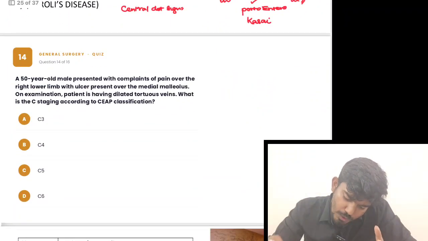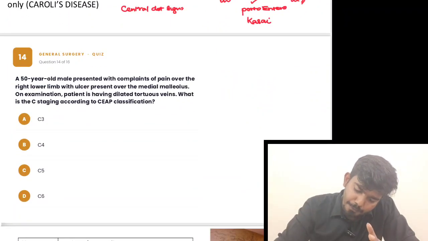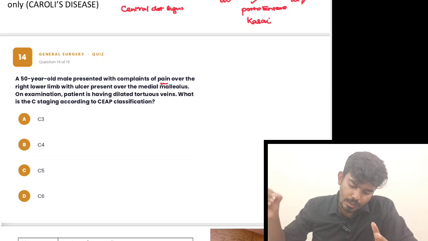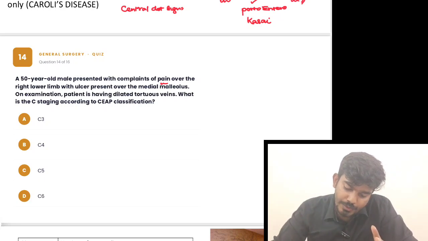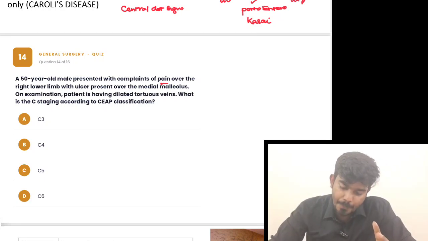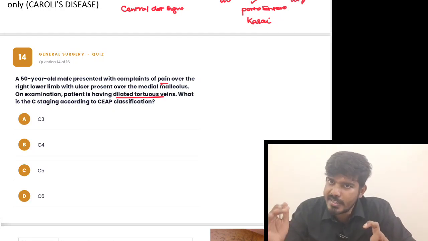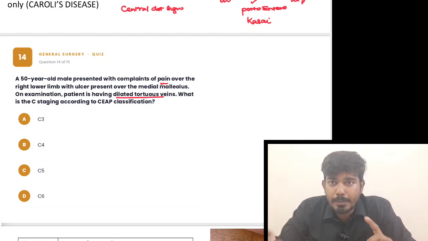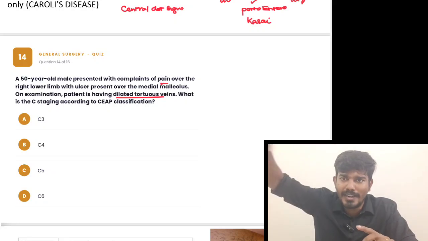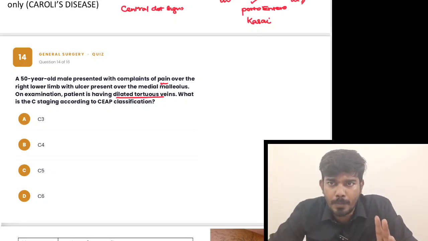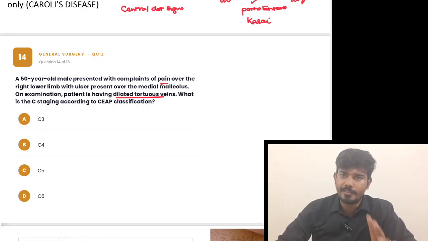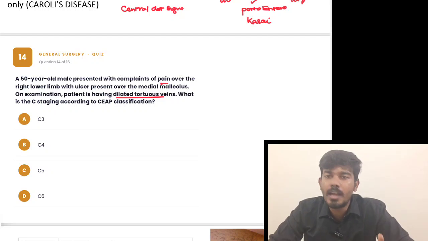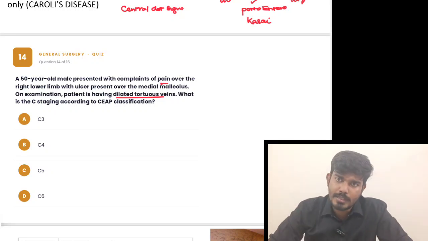A 50-year-old male presented with complaints of pain over the right lower limb with an ulcer present over the medial malleolus. On examination, the patient has dilated tortuous veins. Okay, dilated tortuous veins suggestive of varicose veins. Which is the most common site involved? Along the medial malleolus, above the medial malleolus is the most common site for this venous ulcer. Okay, this varicose ulcer. So what they are asking is, varicose vein is there, varicose ulcer is also there.